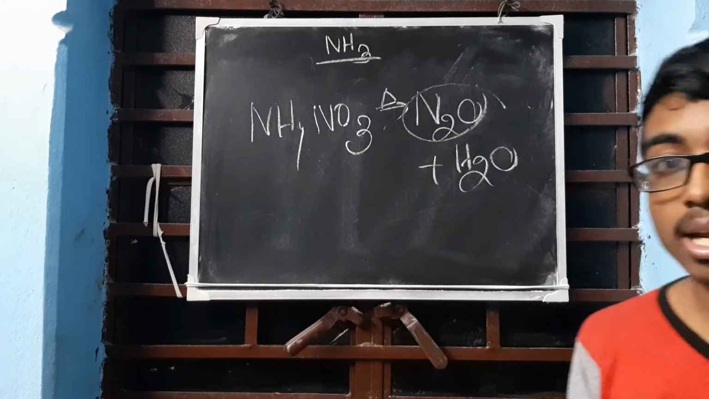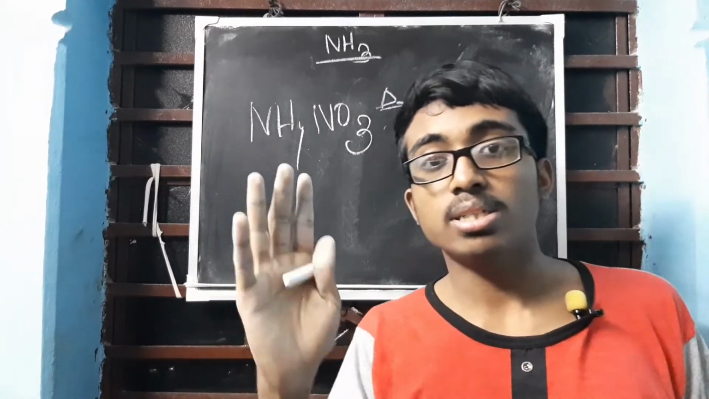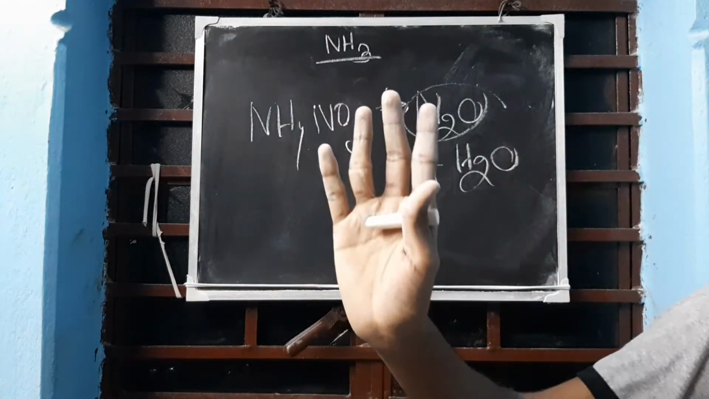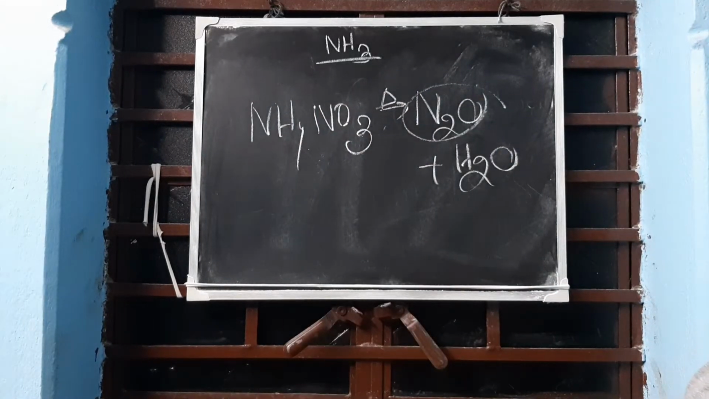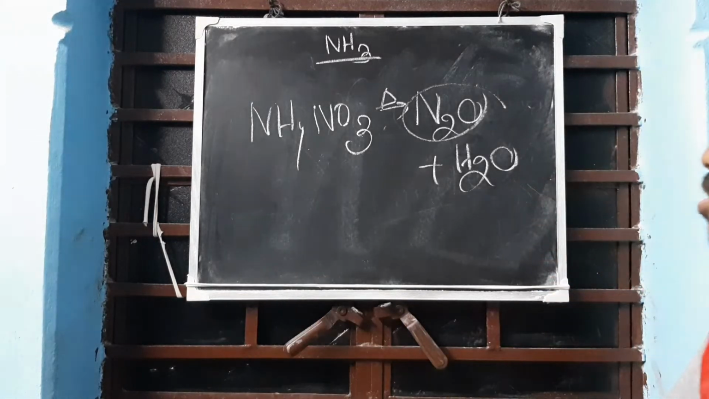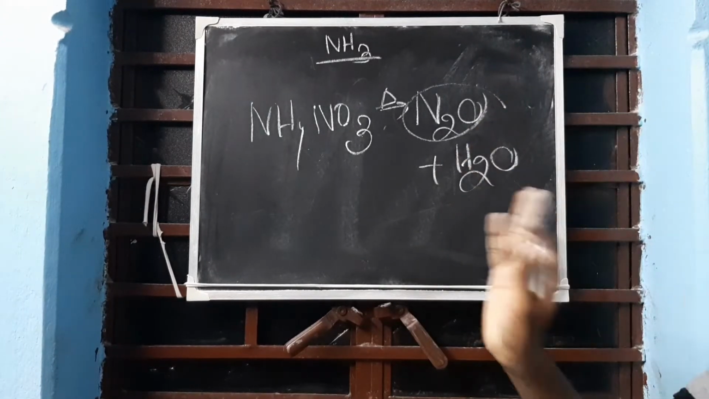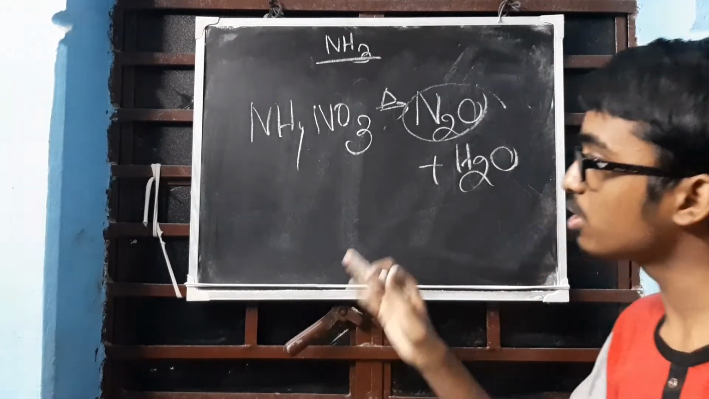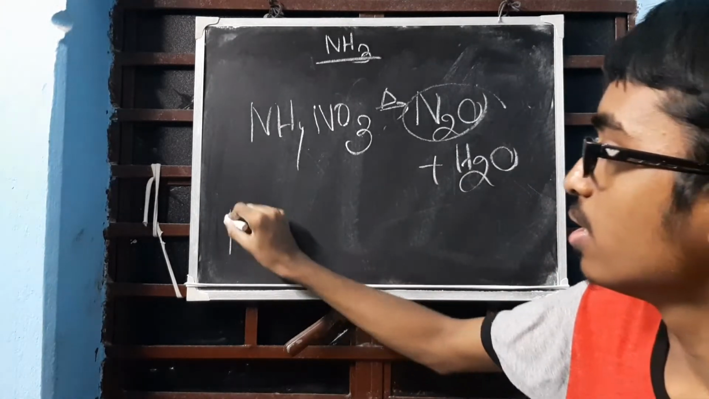We do not want nitrous oxide. We want ammonia. That is not coming as the reaction. Clear? Moreover, NH4NO3 is an explosive. Clear? This is an explosive also. So we do not want this. Do we want this? We do not want this. We want ammonia. It is not coming as a result of this reaction.